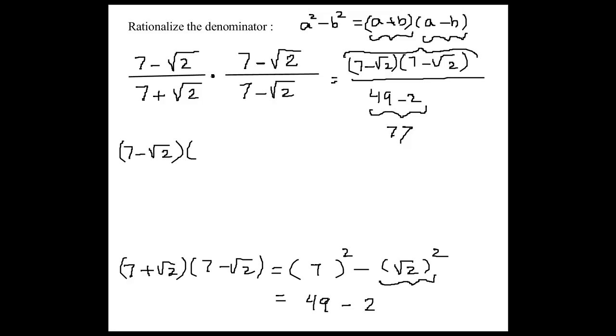If I didn't want to use a FOIL method, can somebody give me an idea how to do this without the FOIL method? Anyone? Square it. Okay, Karen says square it. This is like a minus b times a minus b, which is a minus b squared. Karen, can you tell me the formula here? What's the formula? I forgot what it was called. Okay, anyone else remember the formula? A minus b squared. What is that equal to?